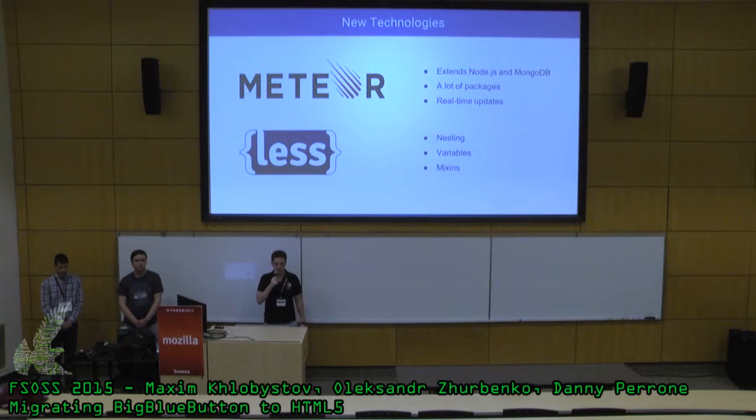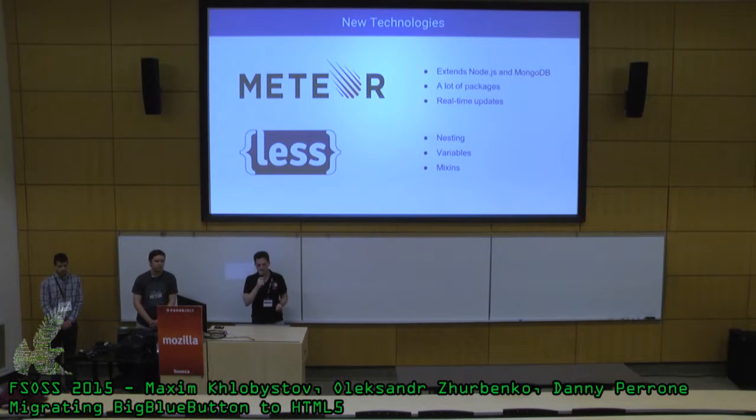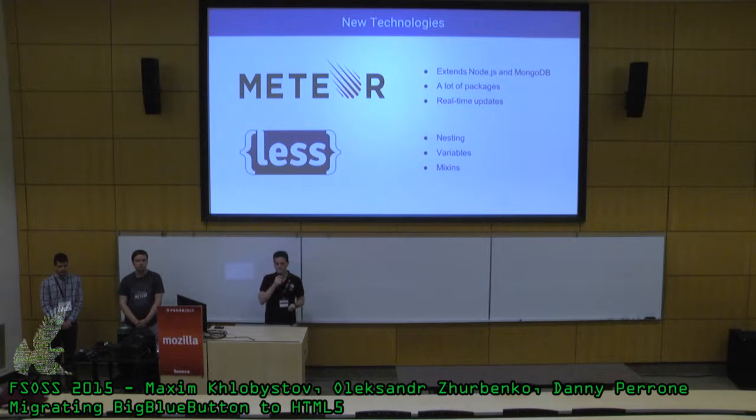Nesting means that if you want to refer to 2 different child elements in CSS, you have to actually write 2 separate blocks of code, or 3, depending on the number of elements you want to refer to. But in Less, you can refer to all of them in the same block of code. Variables and mixins are basically code reuse, and they allowed us to reduce the amount of code we have.